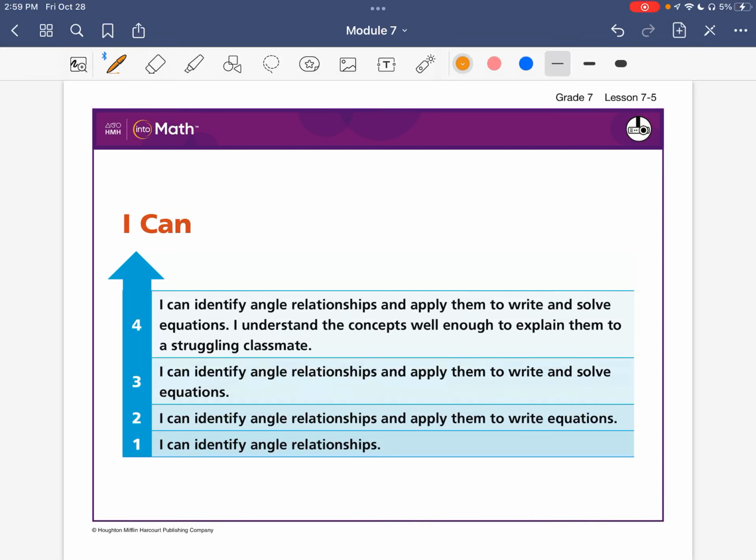Here is grade 7, module 7, lesson 5. Our I can statement is: I can identify angle relationships and apply them to write and solve equations.